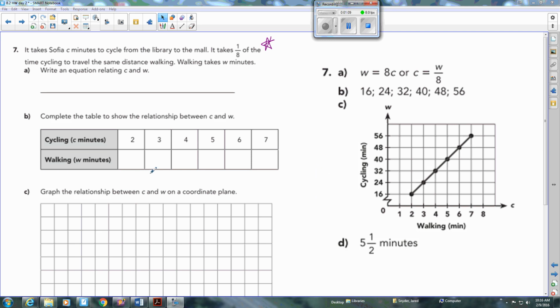Then you need to graph the relationship between C and W on the plane. Again, this is a page break. This just shows that you're not going to be skip counting by the exact amount, and they break it. It's good to have, good to use.